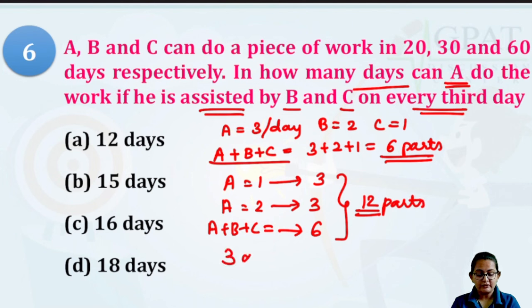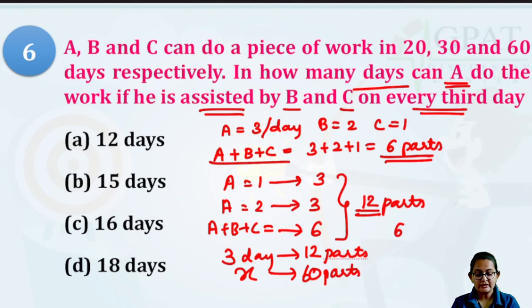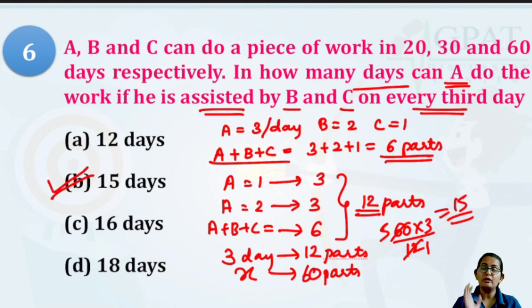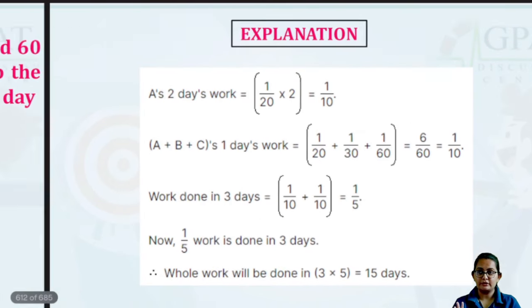So in 3 days they are completing 12 parts, and the total work is 60 parts. So 60 parts would be done in X days: 60 into 3 divided by 12. 5 threes are 15, so a total of 15 days is required for all of them to complete this particular work. I hope you got this understood.